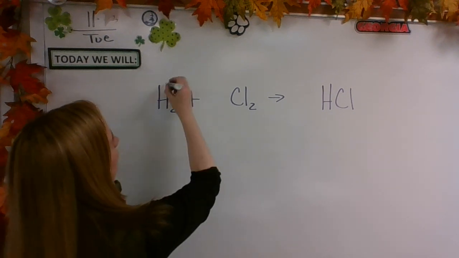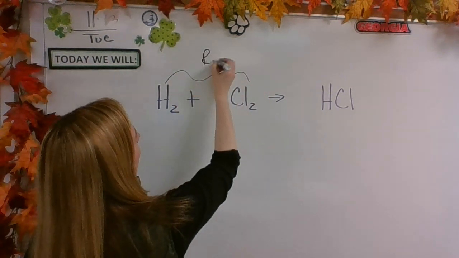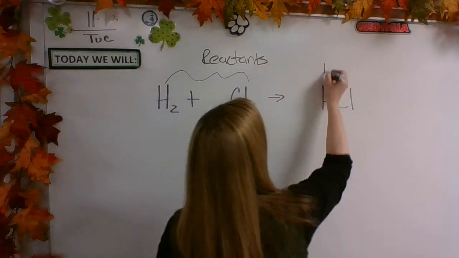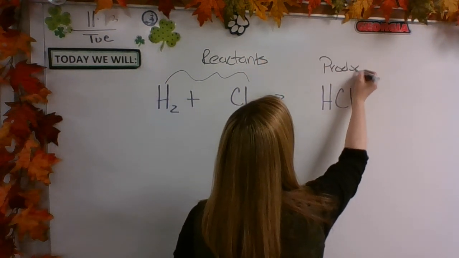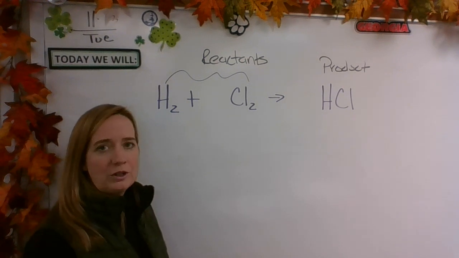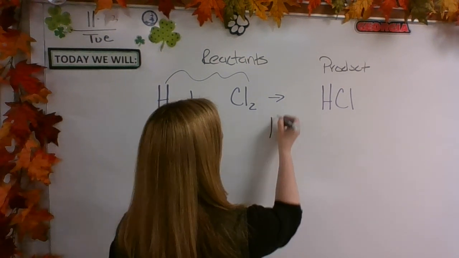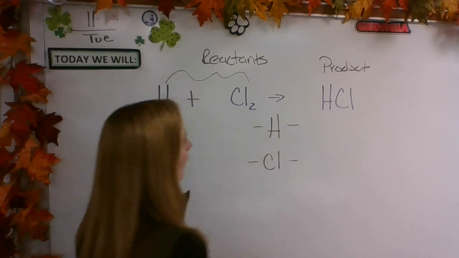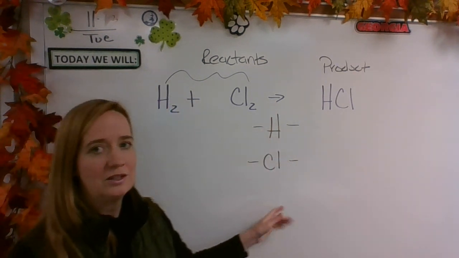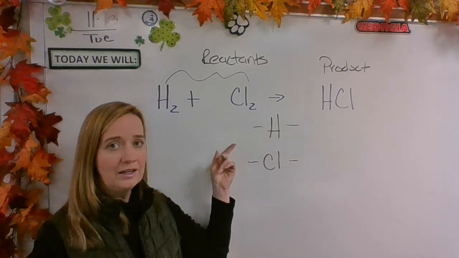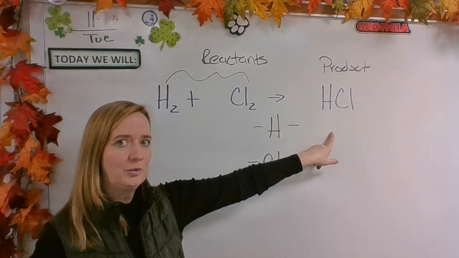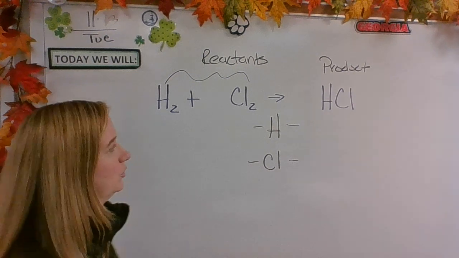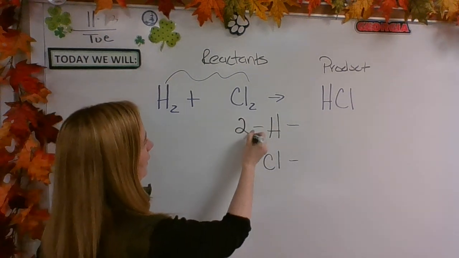So as a refresher, these were your reactants. These are your products. So the very first thing I'm going to do, I'm going to jot down that I have a hydrogen and I have chlorine. Now I'm just going to put it right down the center because I know if I have 2 hydrogen on this side, I'm going to have 2 hydrogen on the product side. 2 chlorine on the left, 2 chlorine on the right. So let's write down how many we have.